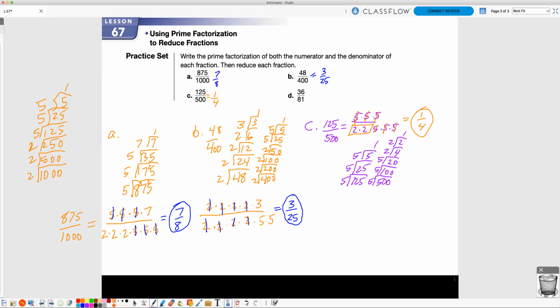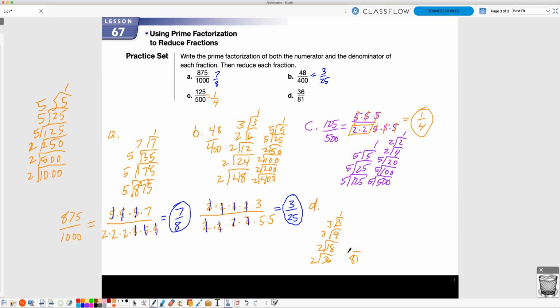So for letter D, let me just put that right here. If we have 36, I'm going to do division by primes. 36 divided by 2 would be 18. 18 divided by 2 would be 9. 9 divided by 3 is 3. 3 divided by 3 is 1.